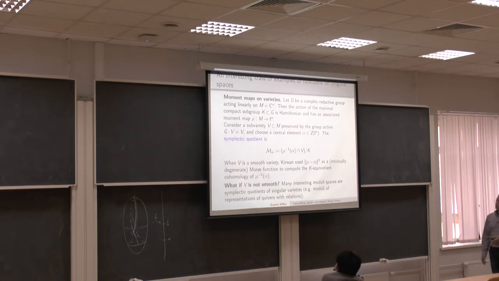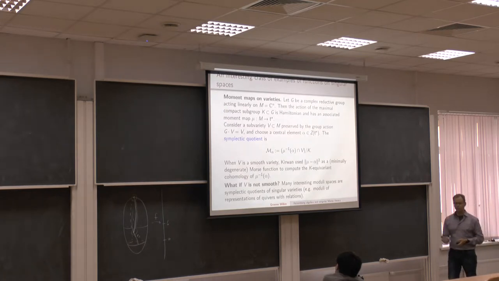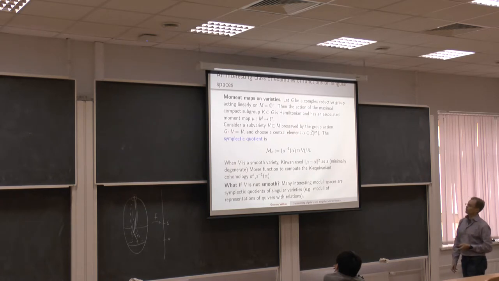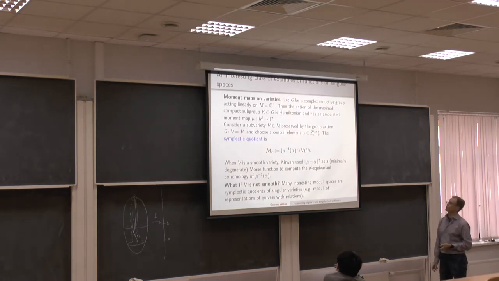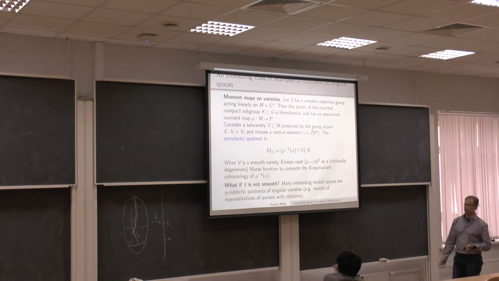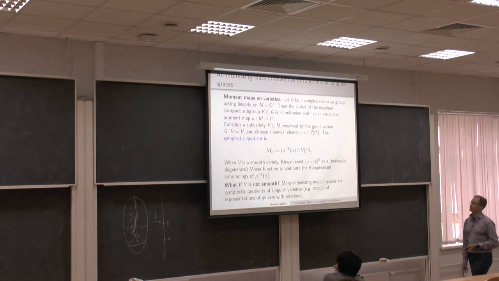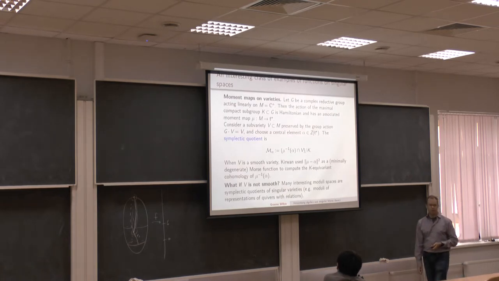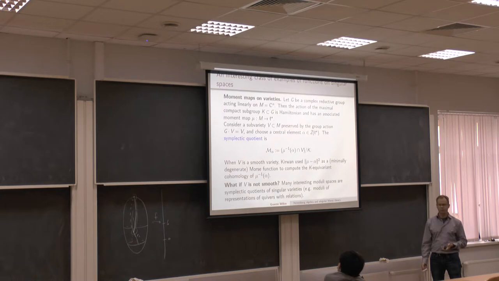Okay, so here's one class of functions on singular spaces that I want to study. We've seen this in a few places during the talks this week. If you have some complex reductive group acting on some affine space, then the action of the maximal compact subgroup is Hamiltonian, and you can write down a moment map for that action.